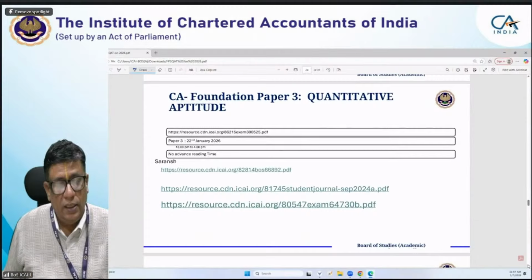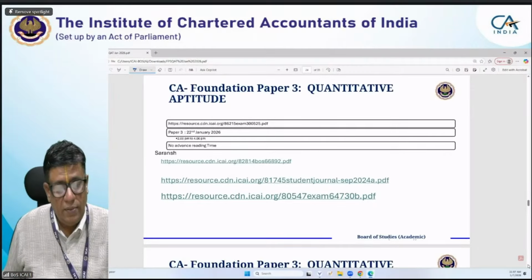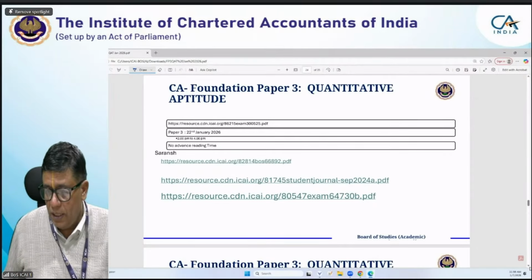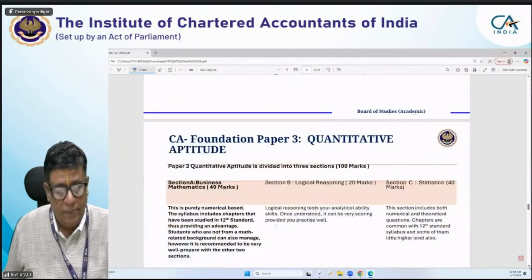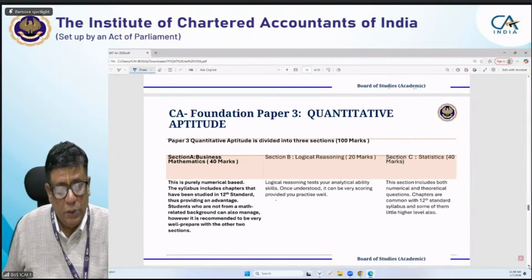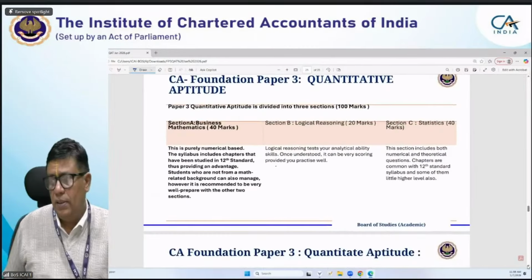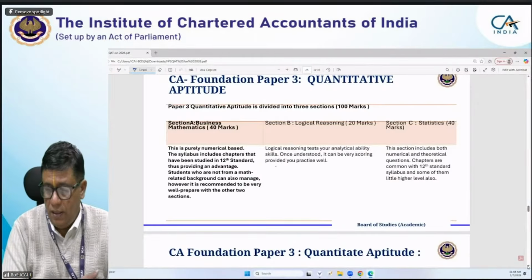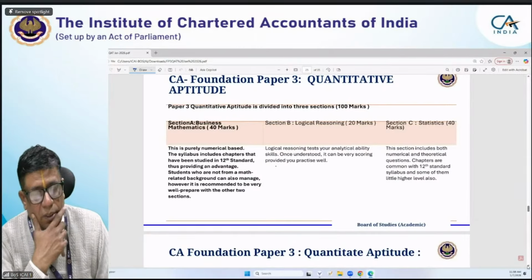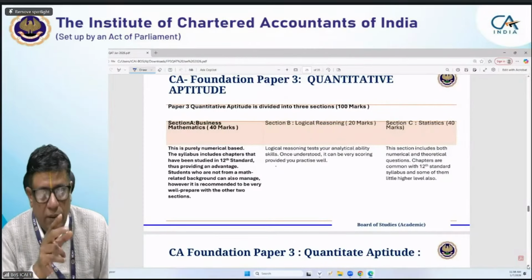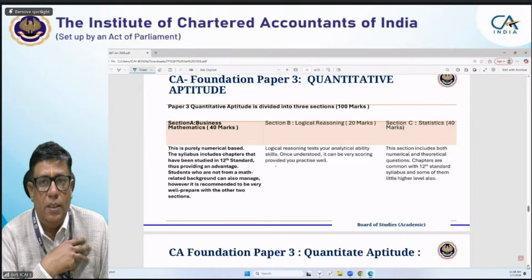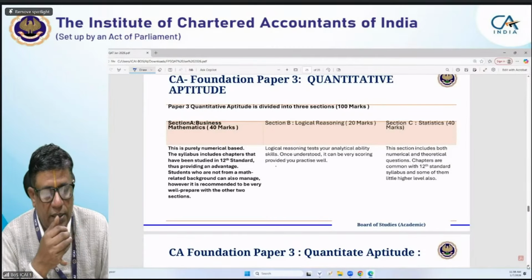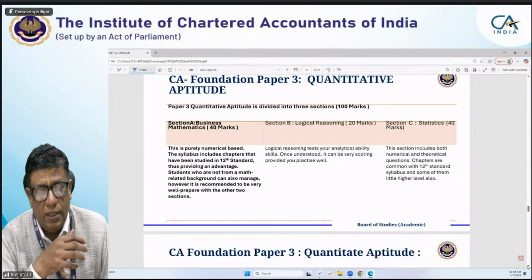And you know very well this examination is on 22nd January, and if you have any doubts, finally I would like to give some important points about this. It has 3 categories: one is Section A, 40 marks, business mathematics.